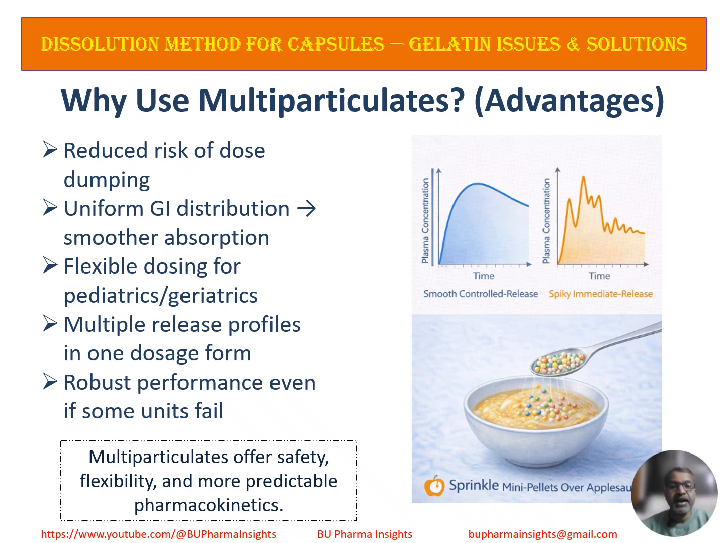One powerful advantage is the ability to combine multiple release profiles in a single capsule. For example, IR beads for fast onset, ER beads for prolonged action, and even if a few units fail, the system remains robust because hundreds of other units continue releasing the drug.